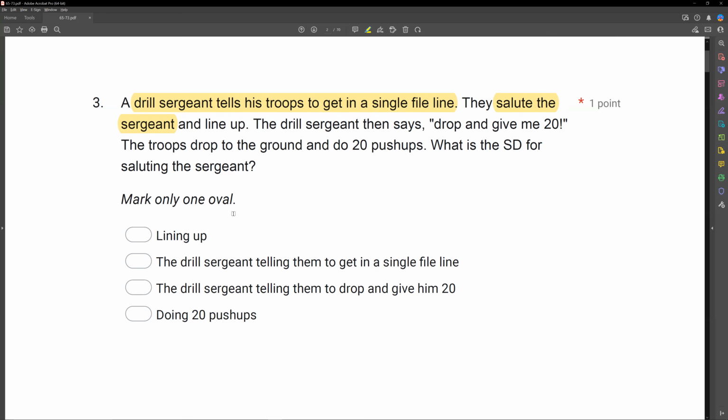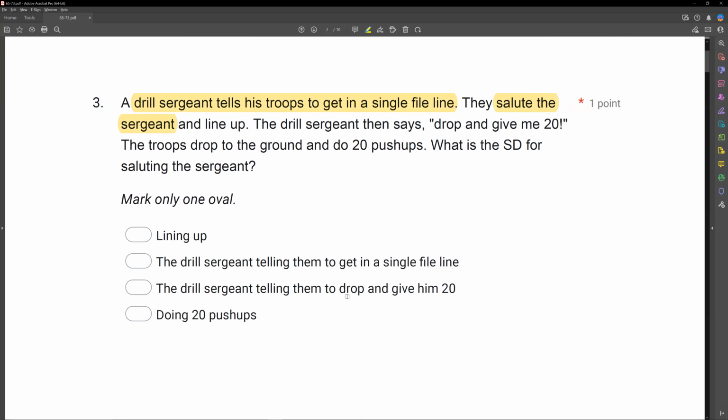A, lining up. Well, lining up occurs after they salute the sergeant, so it can't be the SD. B, the drill sergeant telling them to get in a single file line. Yes, that's what we predicted. If you want to challenge yourself and really get good at this, start predicting the answers before you see the answer choices. So read the question, cover up the answers, and predict.